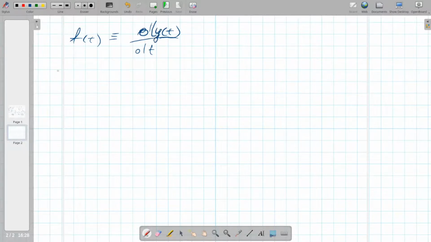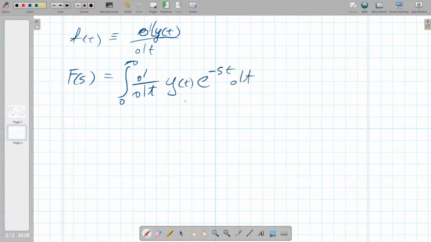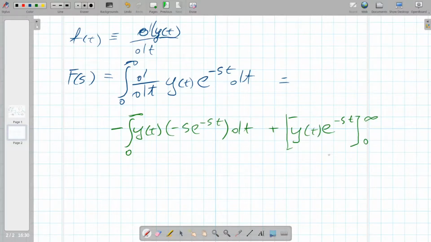Still, I need to apply my Laplace transform by its definition. And what to do with it now? Now we need to apply integration by parts. I will use the formula for it without explanation, because this is a topic for another video. So this is the formula for integration by parts.